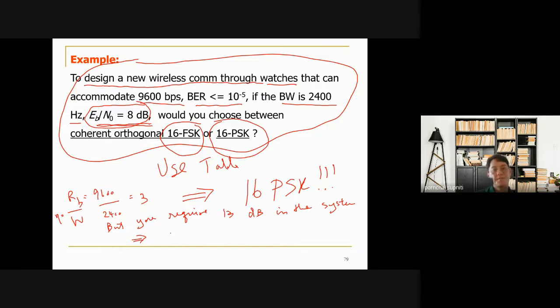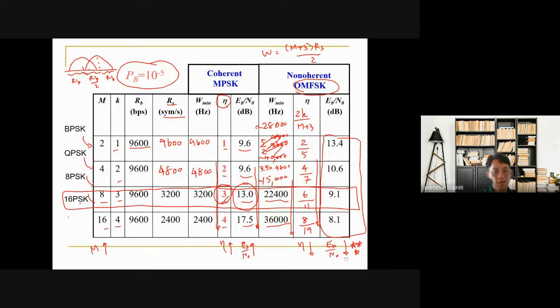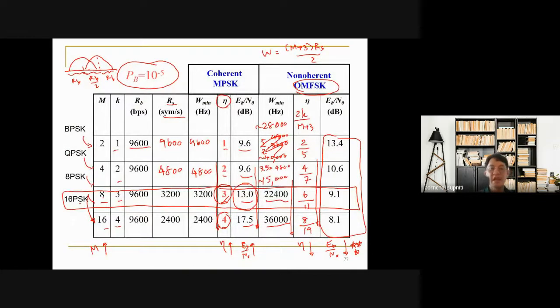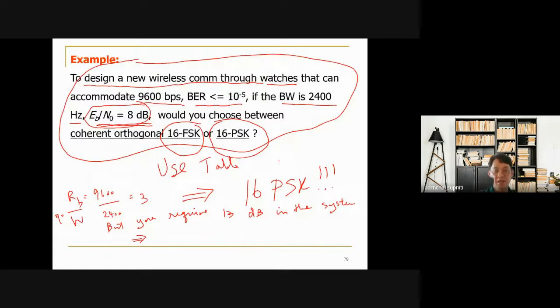Well, can you go to 32 or 64 PSK? If you look at this table, oh, sorry, this is 8 PSK. Instead of doing this, I go to here because the question asks whether you want to go to 16 PSK or 16 FSK, right? Eta is 3, but the question asks whether you go with 16 PSK or 16 FSK. So you have to answer 16 PSK with eta equals 4. But in the system, it requires 17.5 decibel to reach this bit error rate. However, you only have 8 decibel in the system.